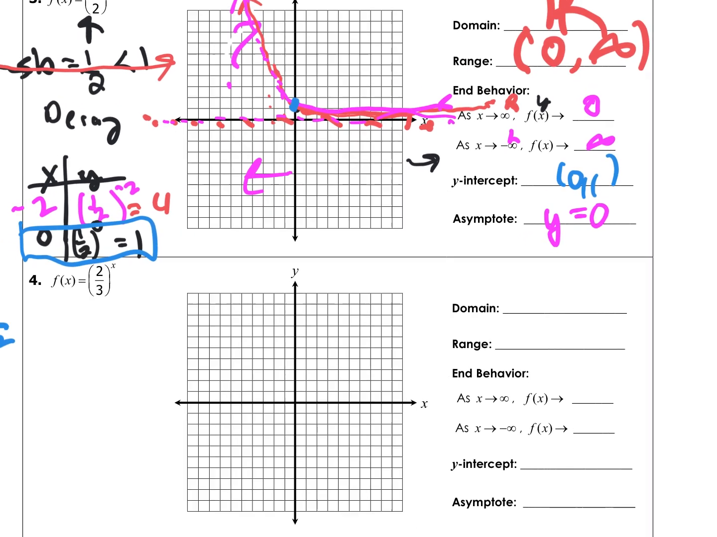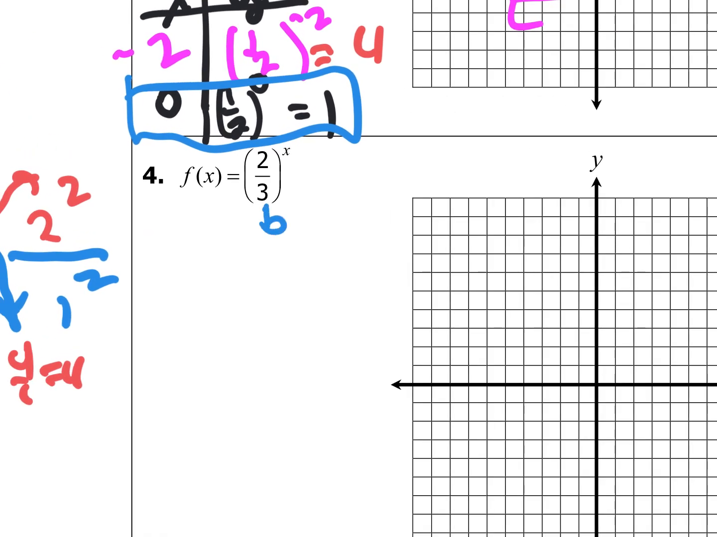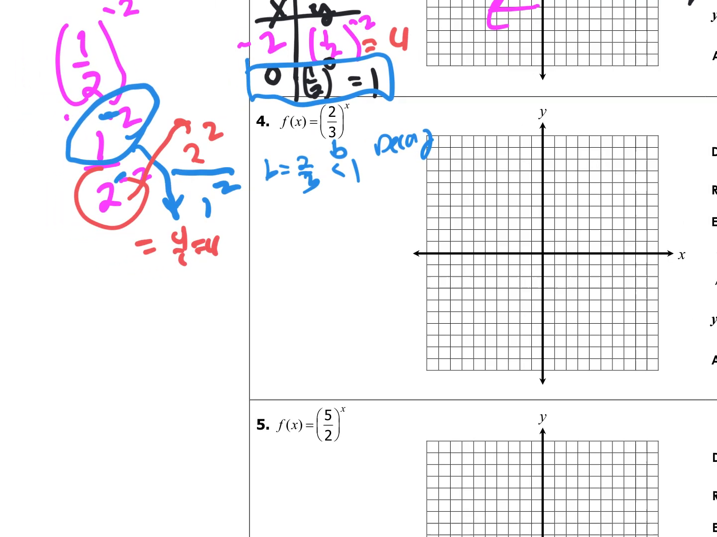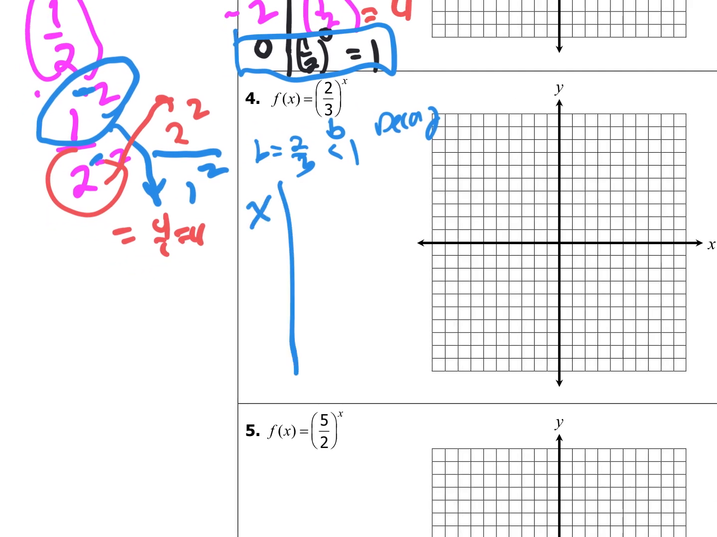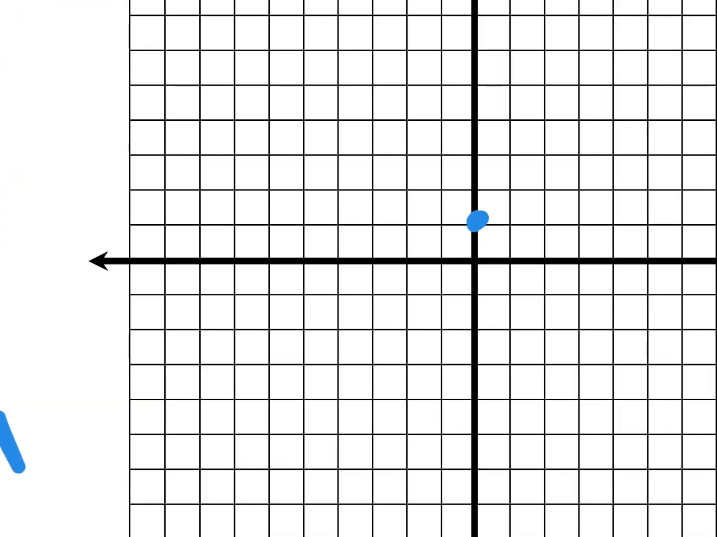Okay, let's try another parent. It's another fraction. The base is another fraction. So if the b is another fraction of 2/3, and this fraction has to be less than 1, it's also a decay. This is going to look almost the same as number 3. I don't have to think that hard. Make my little table. Definitely got to use x is 0. And we all know that 2/3, that whole thing to the 0 power, is a 1. So 0, 1 becomes my y-intercept.